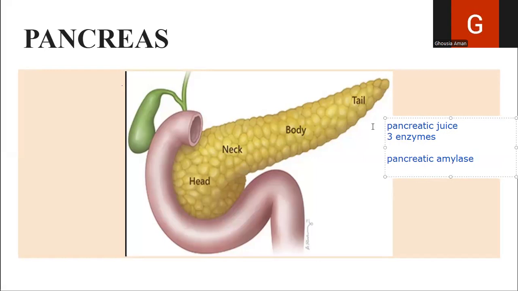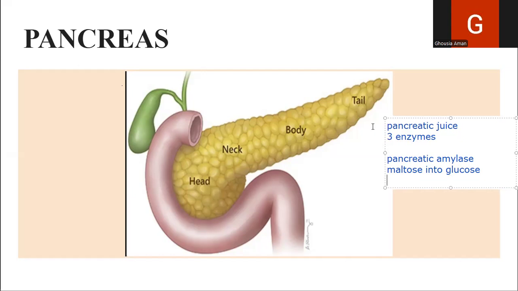So what does pancreatic amylase do? The work which was left half by salivary amylase is now completed by pancreatic amylase. So salivary amylase in our mouth has already digested starch to maltose. Pancreatic amylase breaks down maltose into glucose. The digestion of starch will be complete in the duodenum.